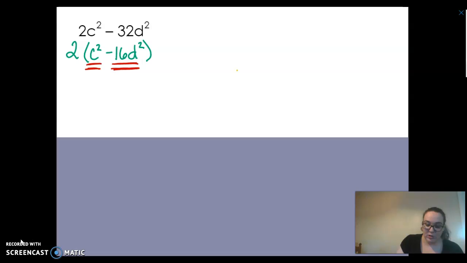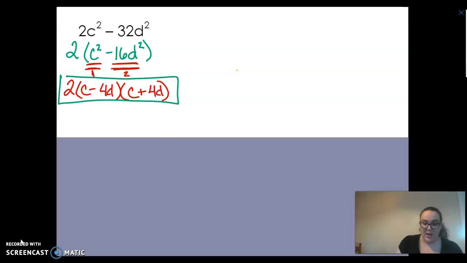That means this factors one more time, and I must remember that I took a greatest common factor first, and it's going to come with me, and I'm going to factor this difference of squares. What is the square root of this first term, the c squared? Well, that's c. What is the square root of this second term over here, the 16d squared? That is 4d. And I have a plus and I have a minus. And this right here becomes my final answer to that question.